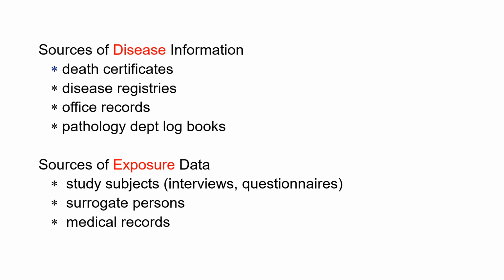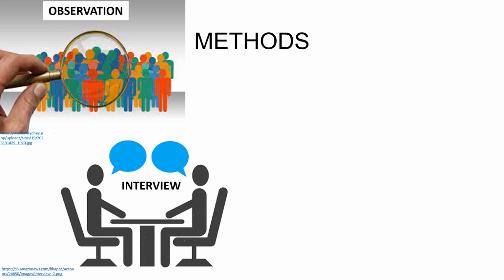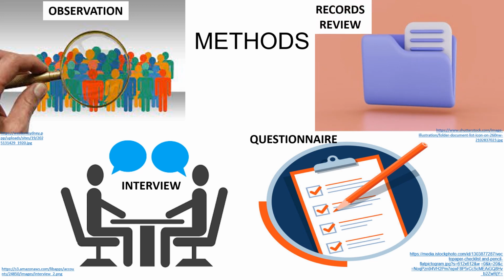Information about disease can be obtained from registries, logbooks, and office records. Exposure data can be sourced from subjects, caregivers, or surrogate persons, and medical records. The third basic question in data collection is, how should I collect the information? There are four basic types of data collection methods: observation, interview, questionnaire, and records review.